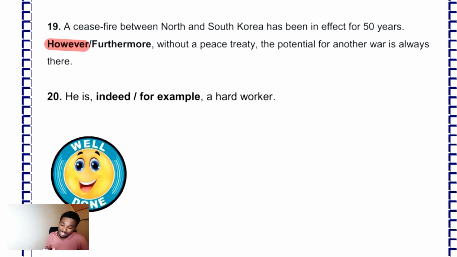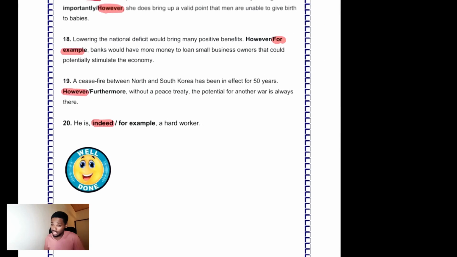And last one here. He is blank a hard worker. Number 20. He is indeed a hard worker. And the indeed here is showing intensity or emphasis. All right, guys. Pretty good. I have many more exercises for you, many more opportunities to practice transitional words and phrases.